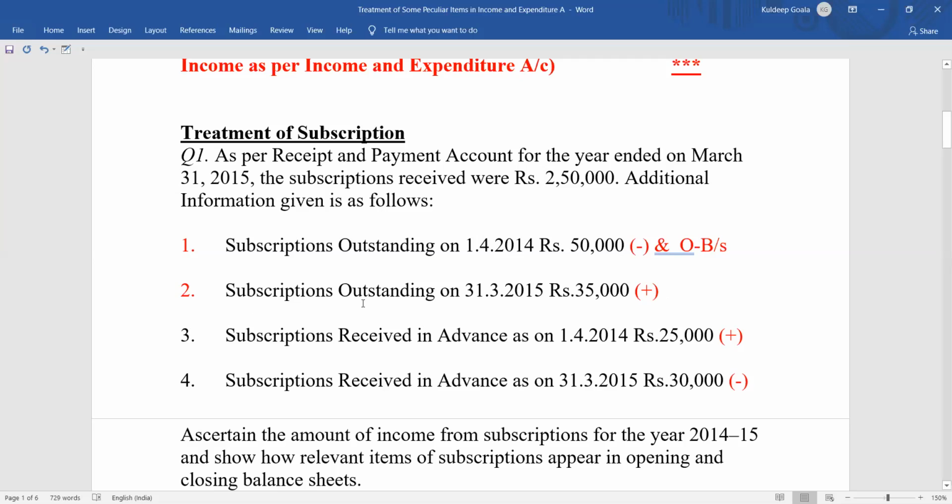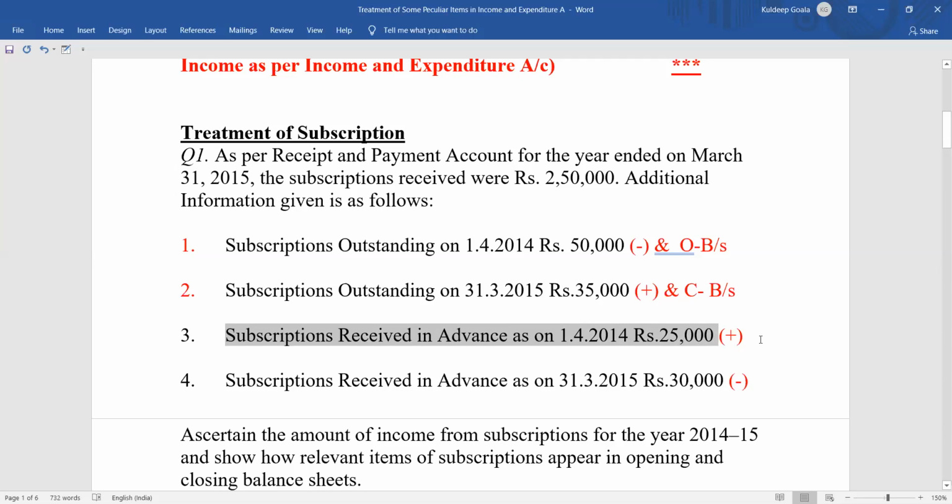Clear? The subscription outstanding on 31st March 2015. This year's outstanding, that means this will be coming under closing balance sheet, right? Closing balance sheet, because this is current year's outstanding. Clear? Then again, subscription received in advance on 1/4/2014.